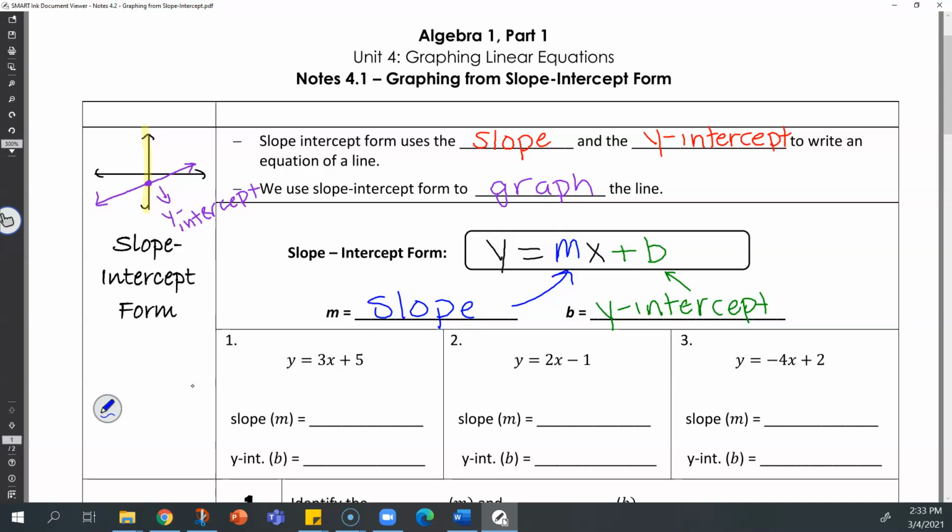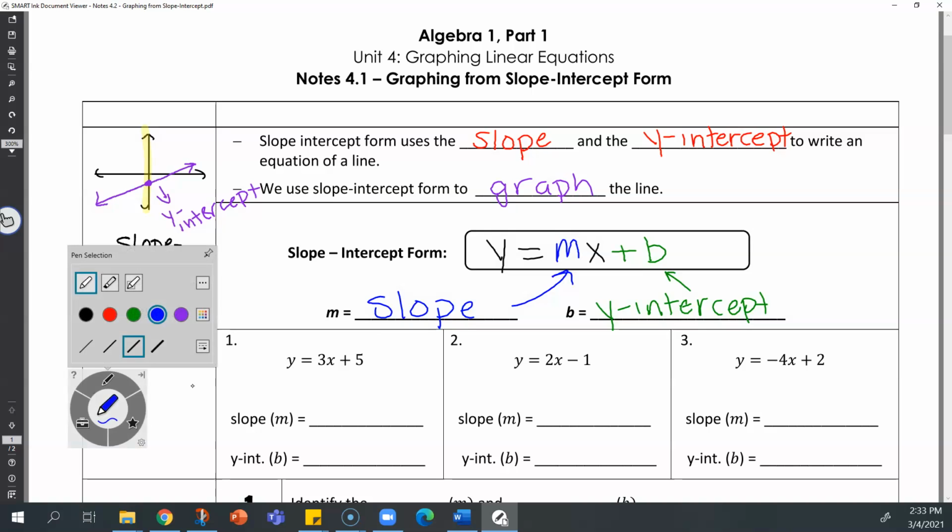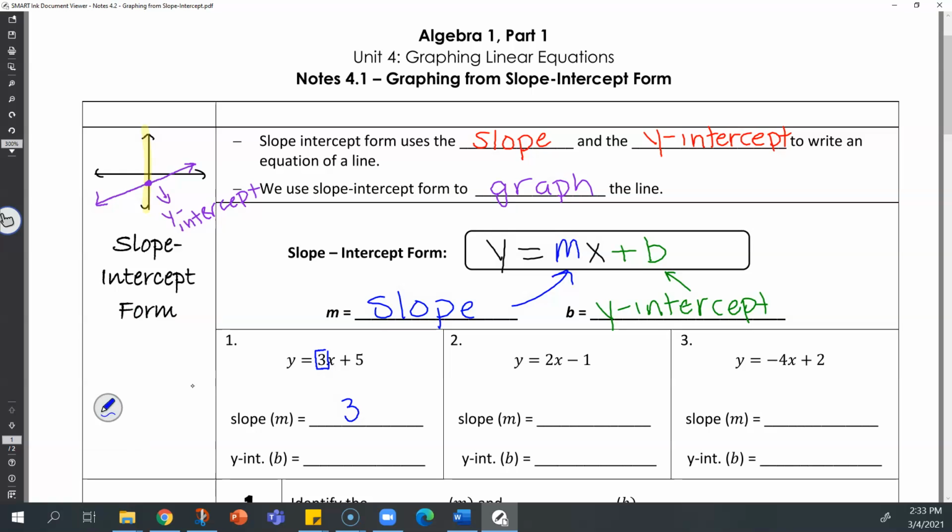Number one, y equals 3x plus 5. x and y are going to stay x and y all the time. The only numbers that are going to change in slope-intercept form are this m next to x and this b, the number that's all by itself. The slope is my number directly next to x, so in this case, my slope is 3. On the other hand, my y-intercept, my b, is the number that's all by itself, which in this case is positive 5.